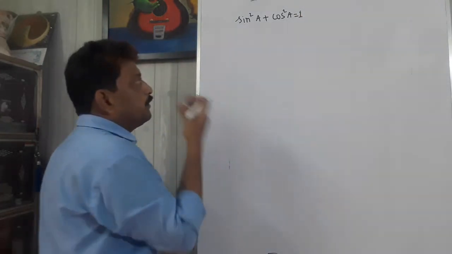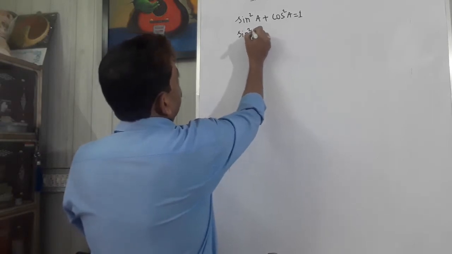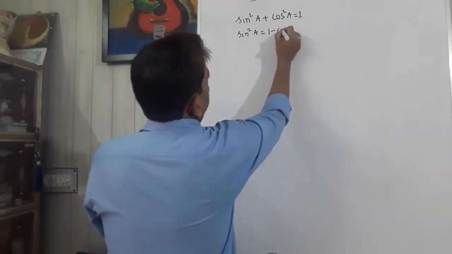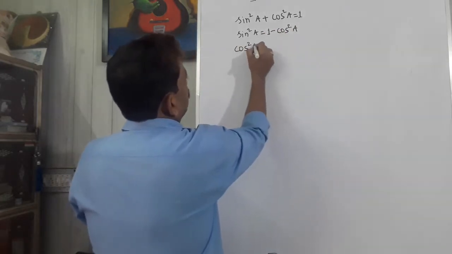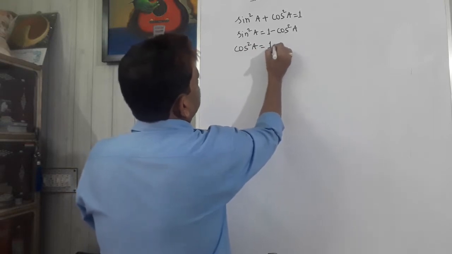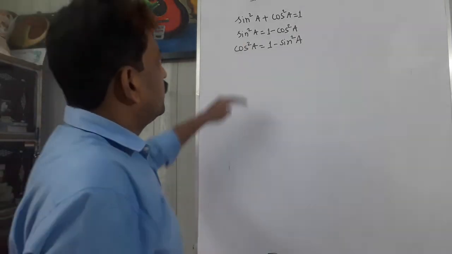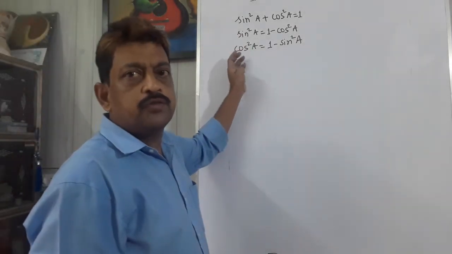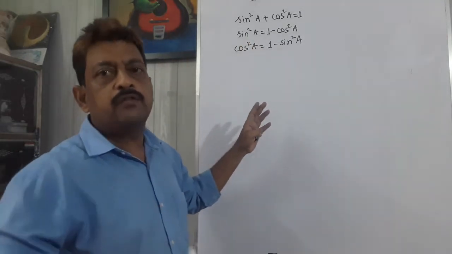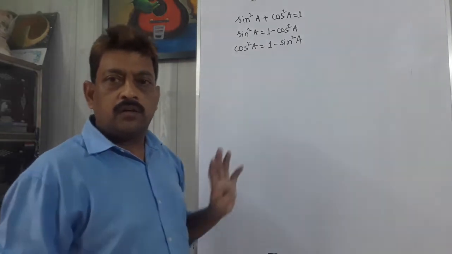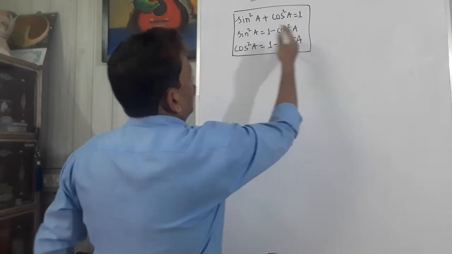Sometimes we have to modify this formula also, that is we can write sin square A equals 1 minus cos square A. Similarly, cos square A we can write as 1 minus sin square A. The same formula but modified in a different way. In place of sin square A we write 1 minus cos square A, or in place of 1 minus cos square A we write sin square A. Now this is the first formula and its modified part.